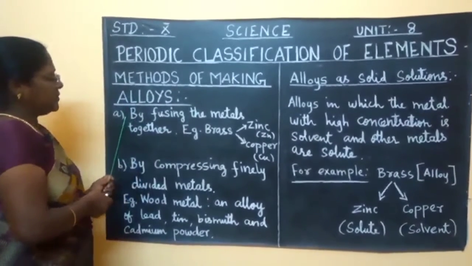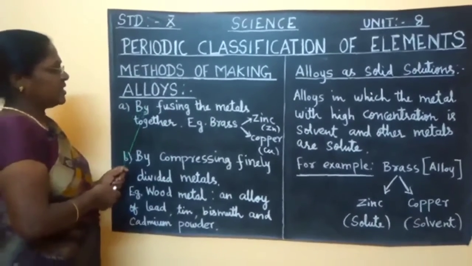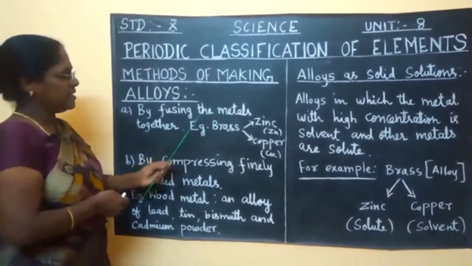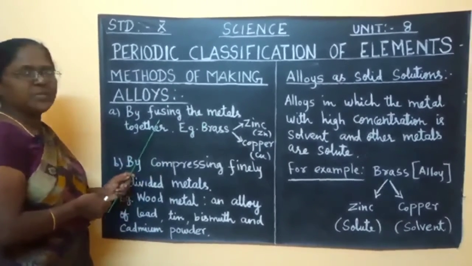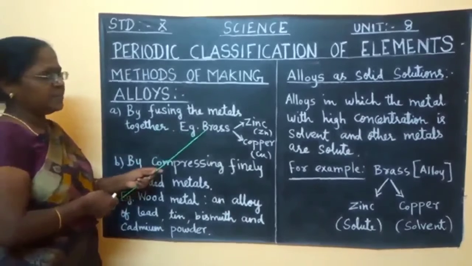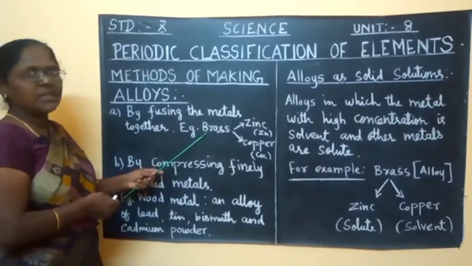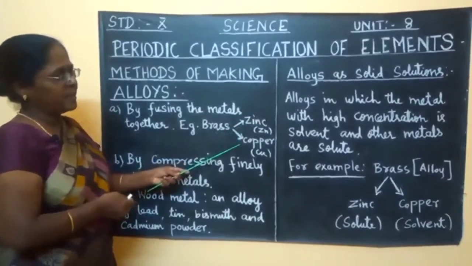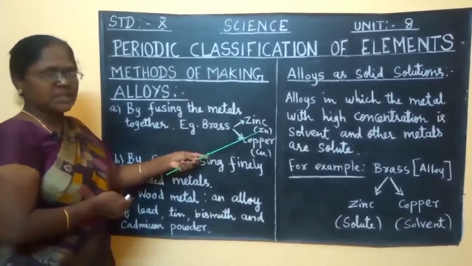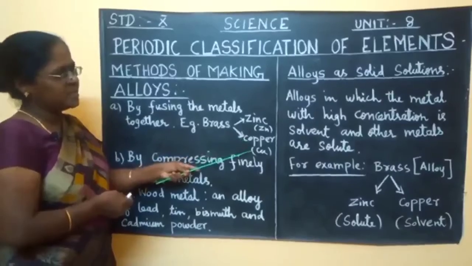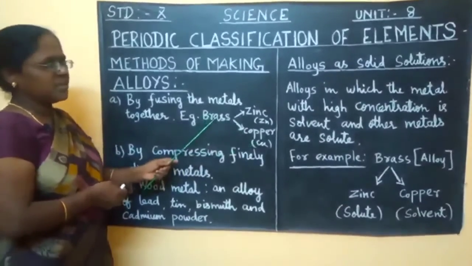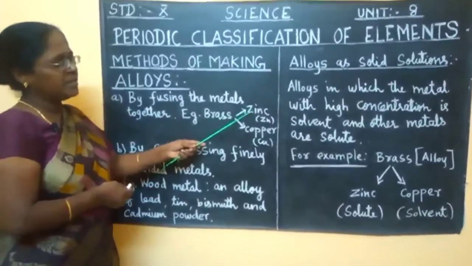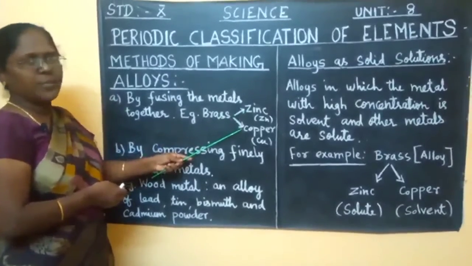So first method is here by fusing the metals together. Fusing means melting. Example, brass. Brass is an alloy. It is a combination of zinc and copper. Zinc symbol is Zn, copper symbol is Cu. So brass is made by melting zinc and copper.